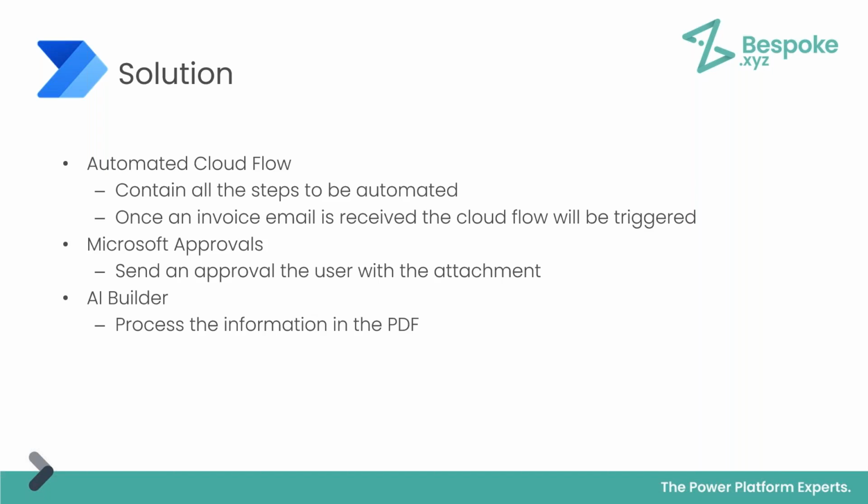And then we're going to use Microsoft approvals just to send an approval to the user. And we're also going to send them the invoice itself. So that's the attachment. And then they're just going to go ahead and approve or reject that invoice. And then finally, we can use AI Builder just to process the PDF itself. So the invoice with all the information on it, the contact, the account, and the amount. And that's then going to finally just be put into, in this case, just an Excel file.